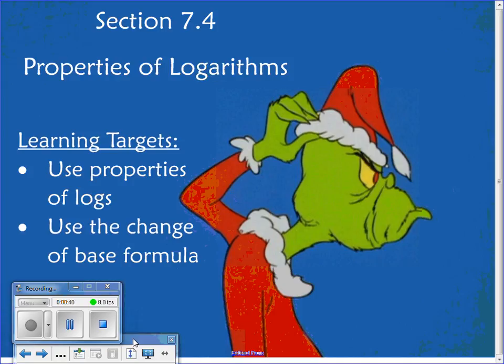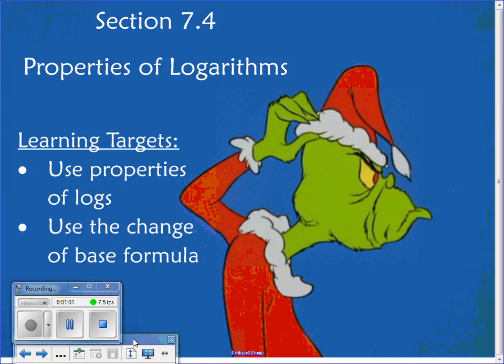All right, so today we're going to look at the properties of logs and actually using them, which if you know your properties of exponents, you should be a lot better off today because they use very similar properties. And then the change of base formula, you will have to memorize that. It is not hard to memorize. And it allows you to use your calculator for any log, no matter what it is.